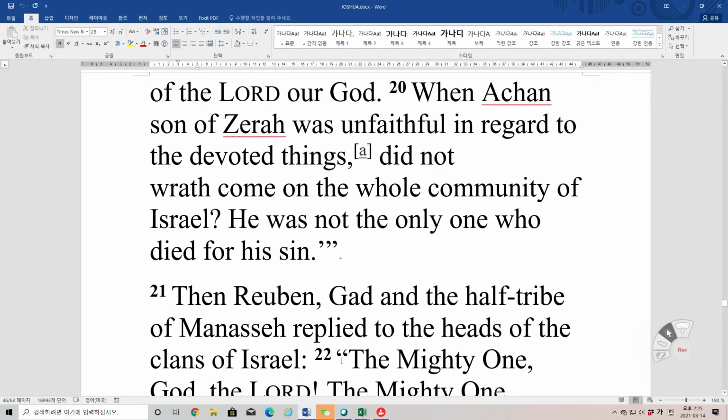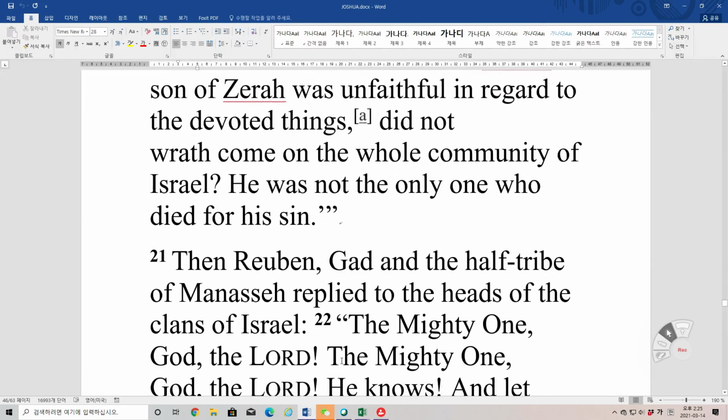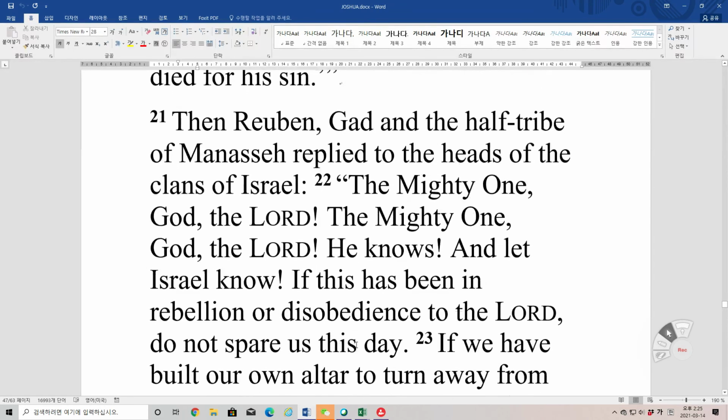When Achan, son of Zerah, was unfaithful in regard to the devoted things, did not wrath come on the whole community of Israel? He was not the only one who died for his sin."